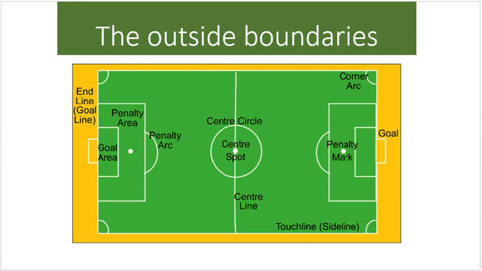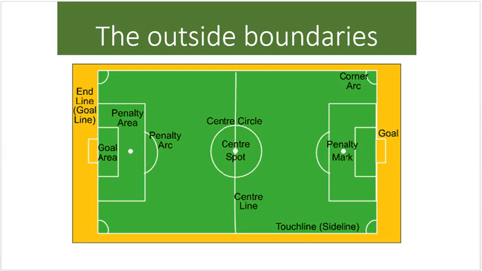Now let's talk about those white lines and boundaries. The long white lines that run along the sides of the field are the sideline, sometimes called the touch line, because when the ball goes over that line you can touch it. The lines at the end of the field are the end line, sometimes called the goal line. And in the four corners are the corner arcs.